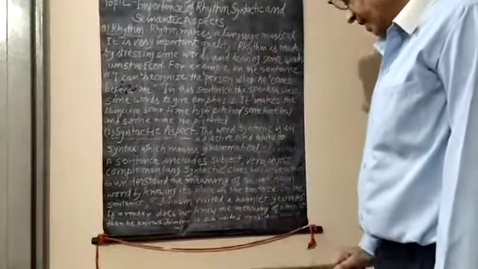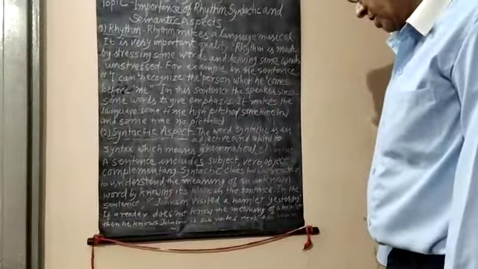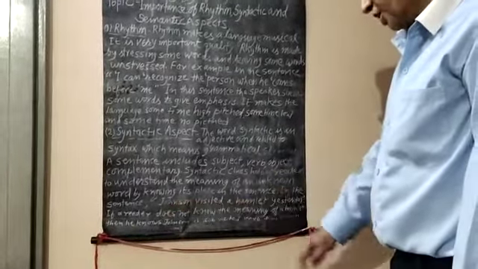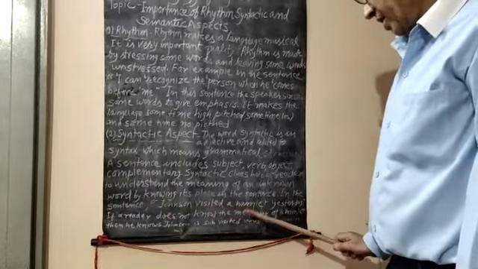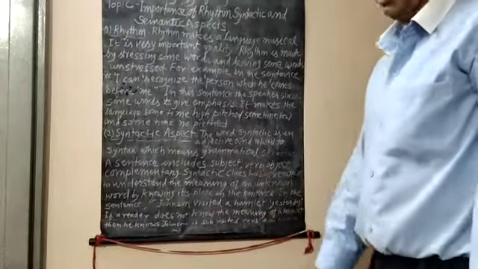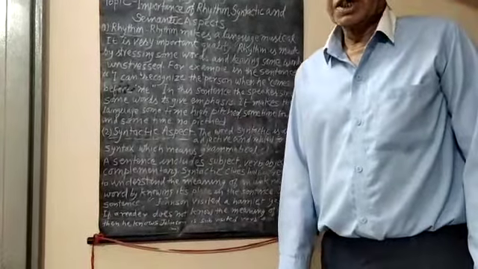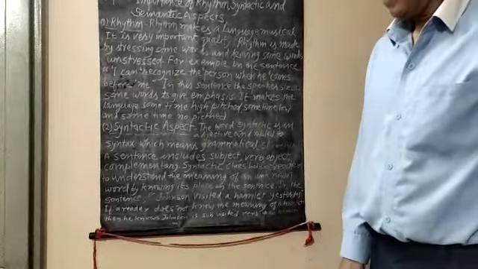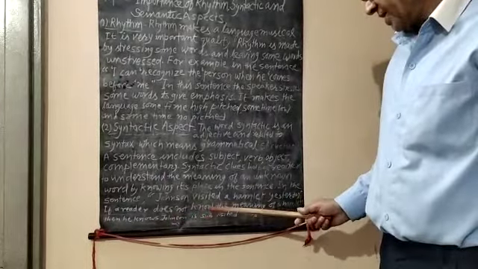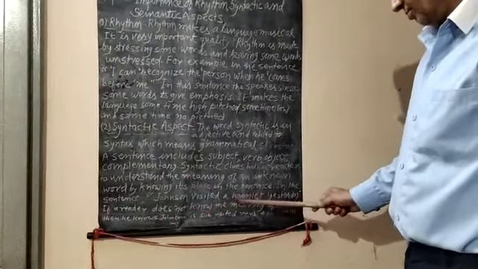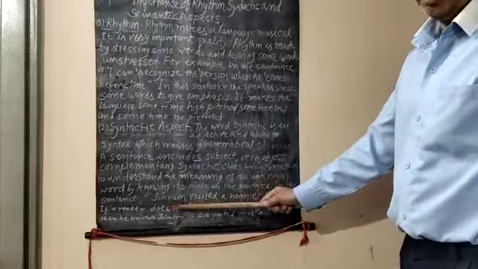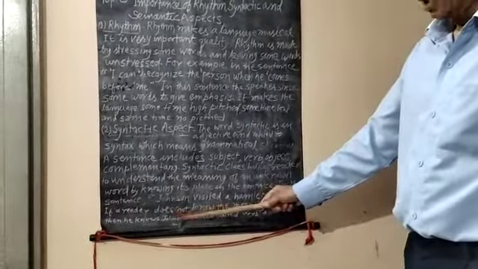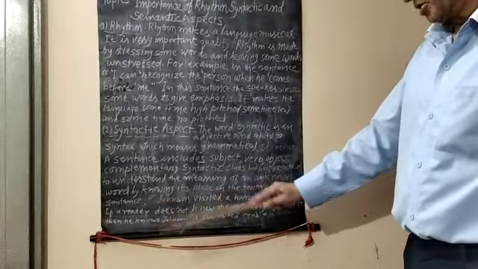Suppose I have given an example of a sentence. Johnson visited a hamlet yesterday. Now the reader does not know the meaning of hamlet. He knows that Johnson is a person. This is the subject. So this will be either noun or pronoun. And this is certainly the name of a person.